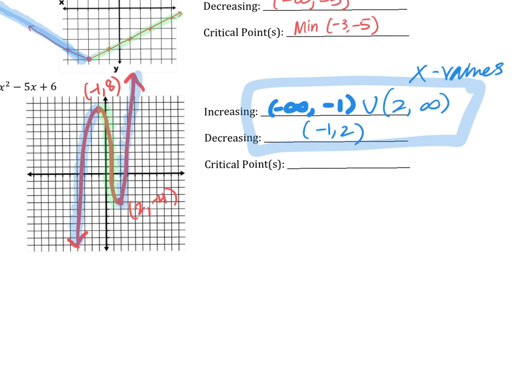What are my maxes and mins here? Max at? Perfect, thank you. Min at? 2, negative 4. Beautiful. And again, those are kind of rounded. They're not exact from our calculator. I didn't want to have to deal with those negatives or decimals.